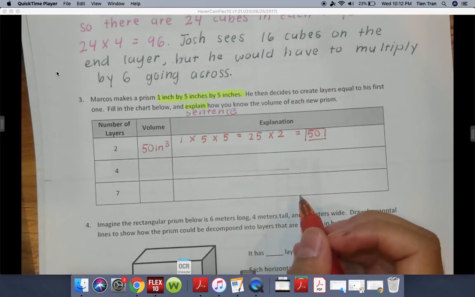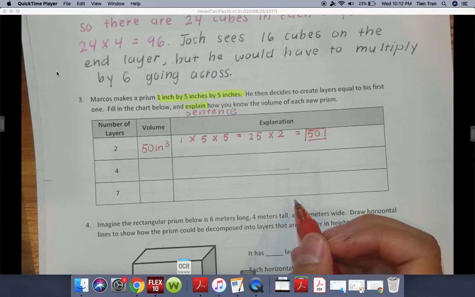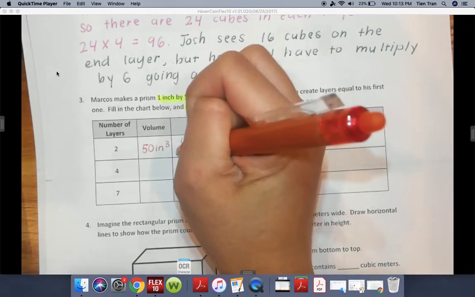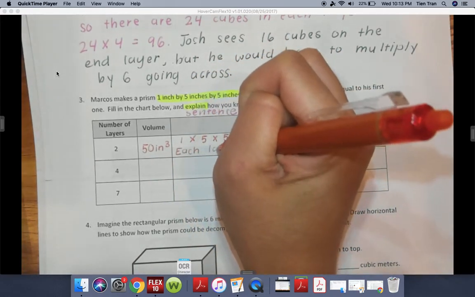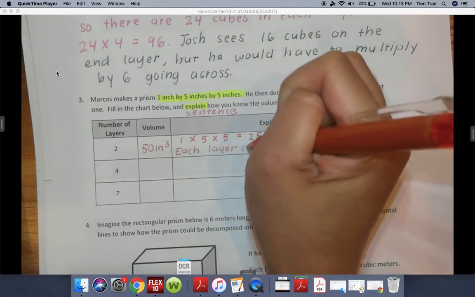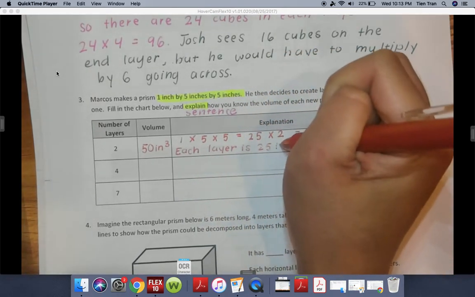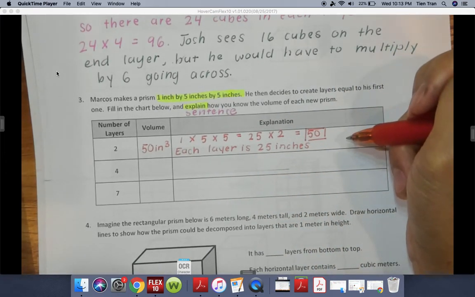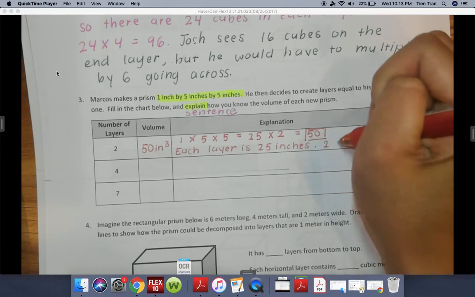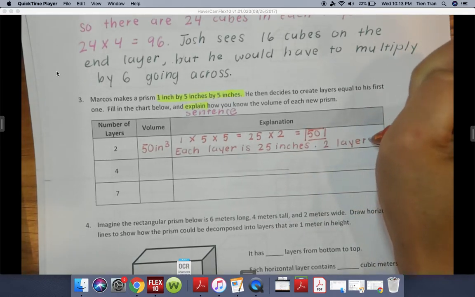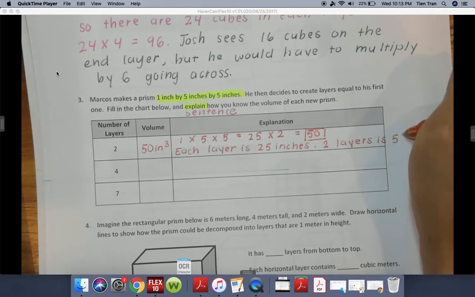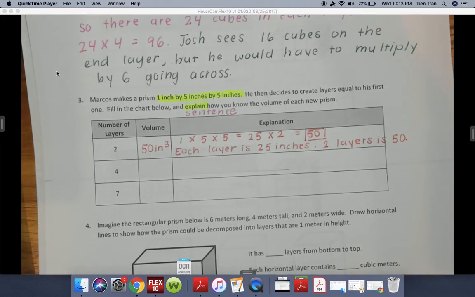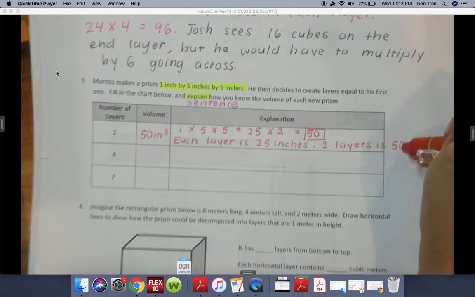Now I need to explain. Each layer is 25 inches. Two layers is 50 inches. Let me write inches.